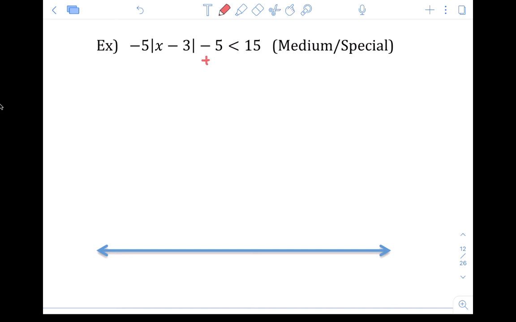Again, we're going to have to isolate those bars before we come to any conclusion on whether it's an "and" or an "or", because it looks to me like it's going to start off as an "and" since it's less than, and then of course we're going to change anyway. So let's update our problem. We have negative 5 times the absolute value of x minus 3 is less than 20.